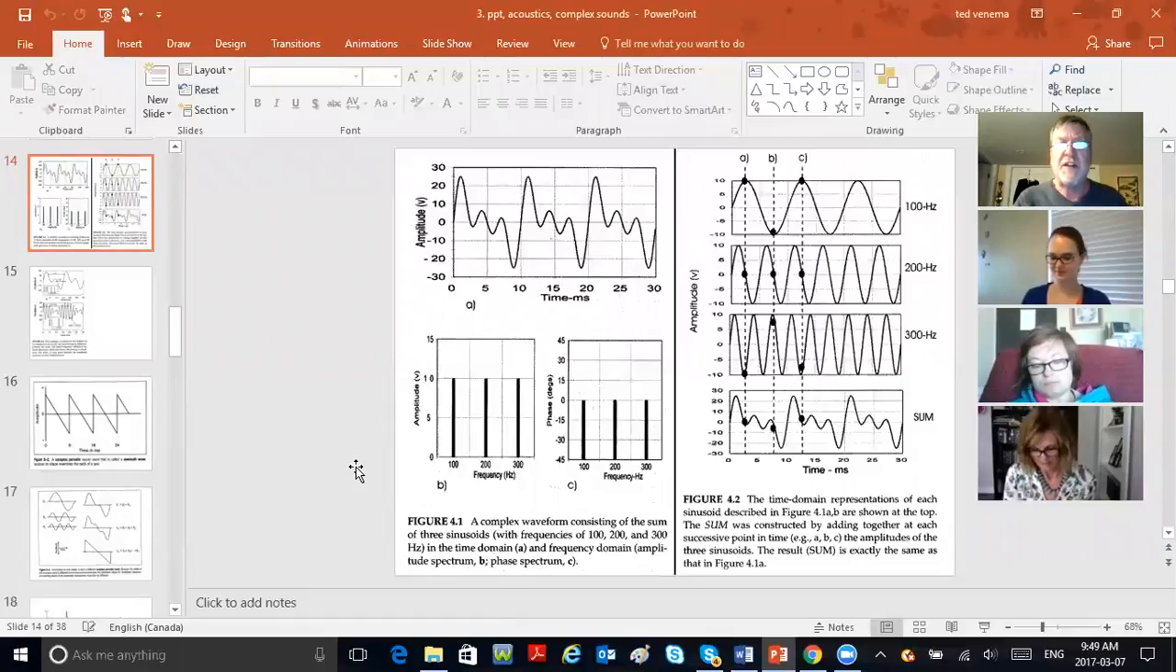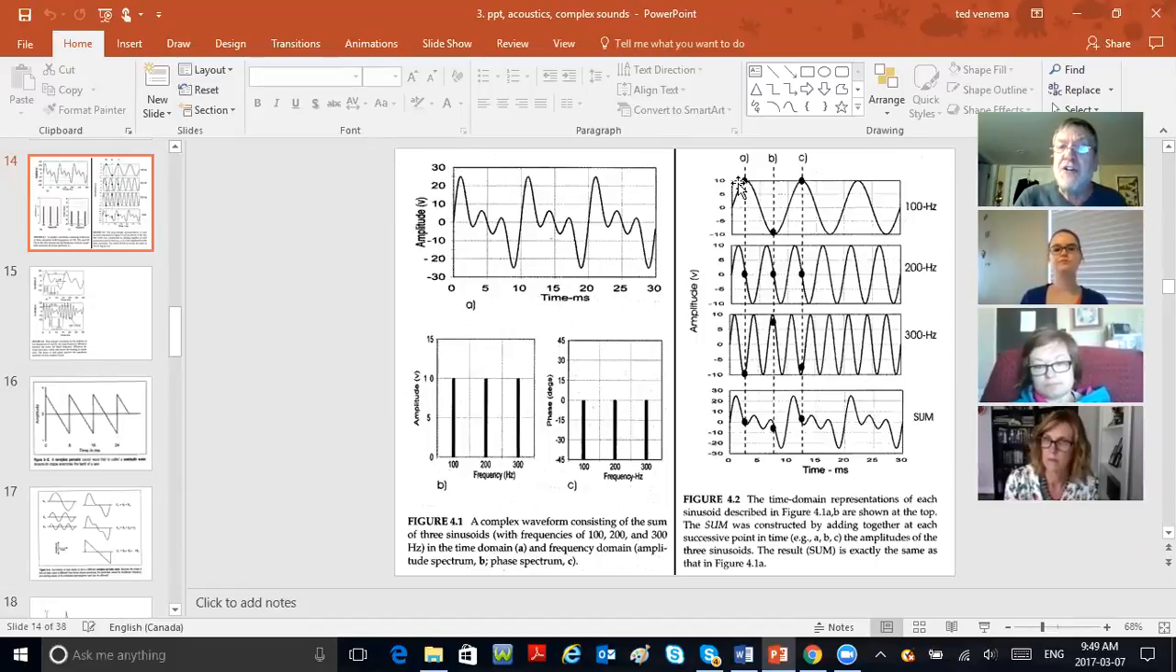Take a peek-see at this sound. You've got a complicated slide here. Look at this. Let me break it down for you. You've got three frequencies here, 100 hertz, 200 hertz, 300 hertz. And you're adding these three together, and guess what? You got your sum total.